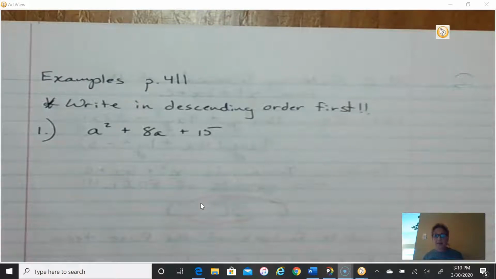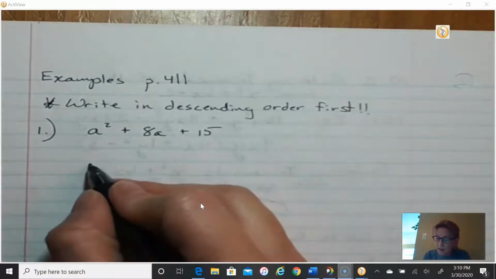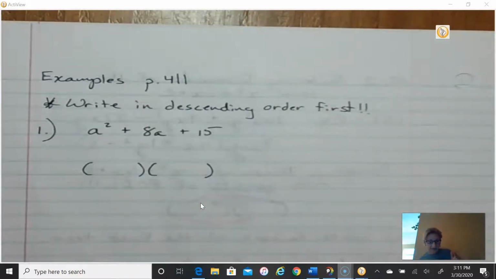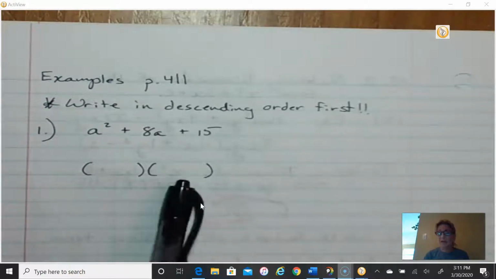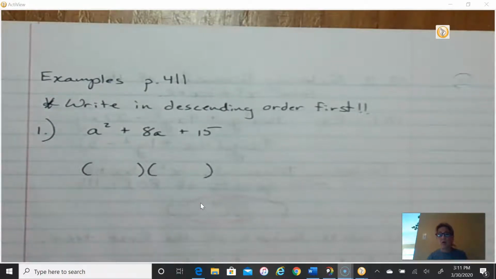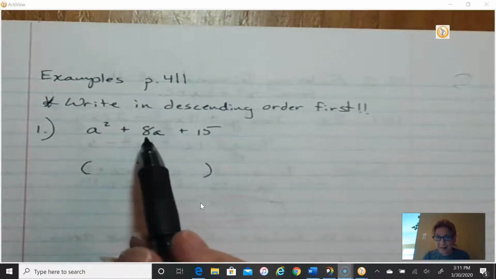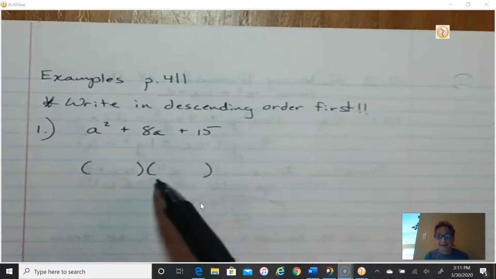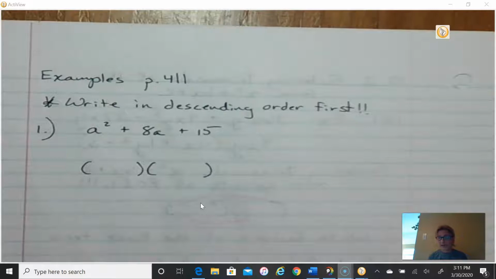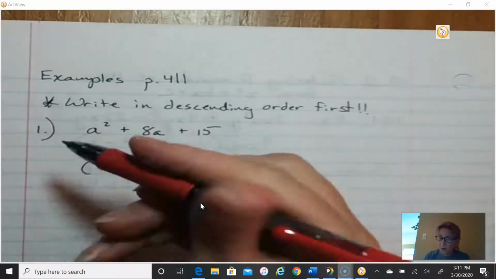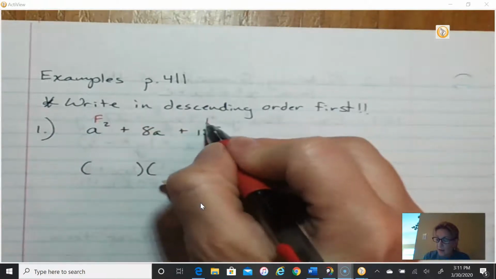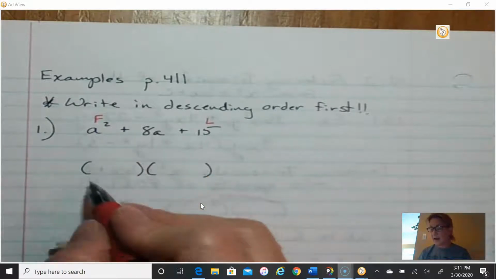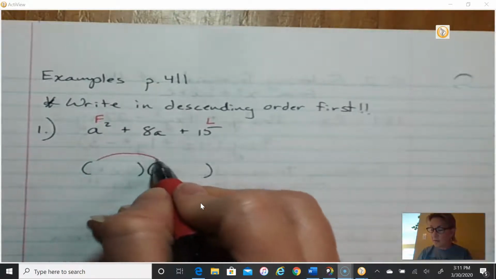Okay, your answer has to look like this. Remember, back in the last chapter, you would be given this and told to use the FOIL method to get this. But now we're starting with this and we're moving to this. Okie dokie? All right, so remember, this is your first, this is going to be your last. So your first would be like right here. If we're doing first in FOIL.